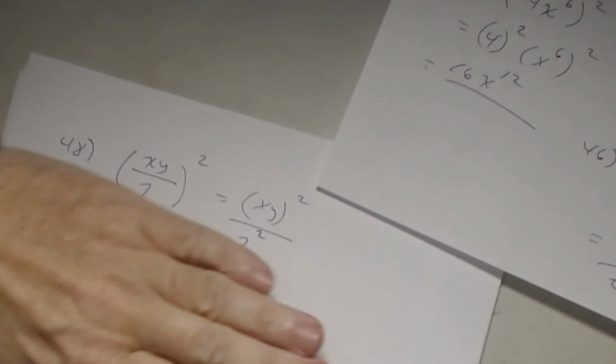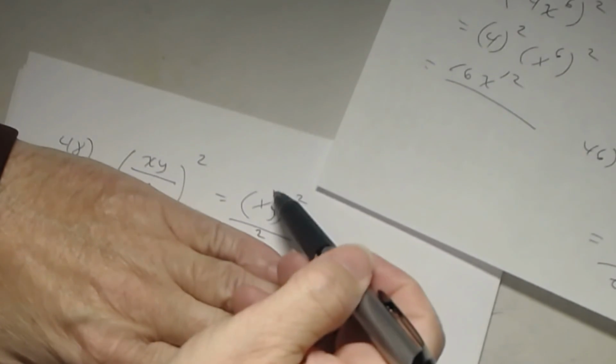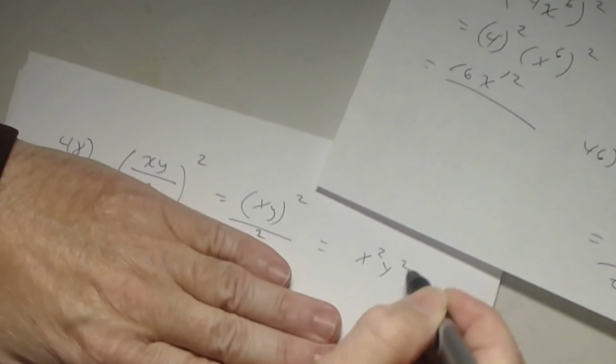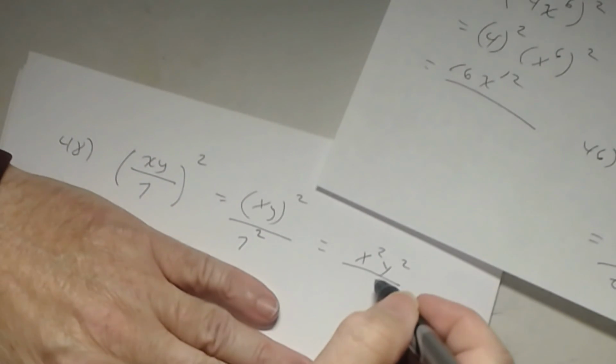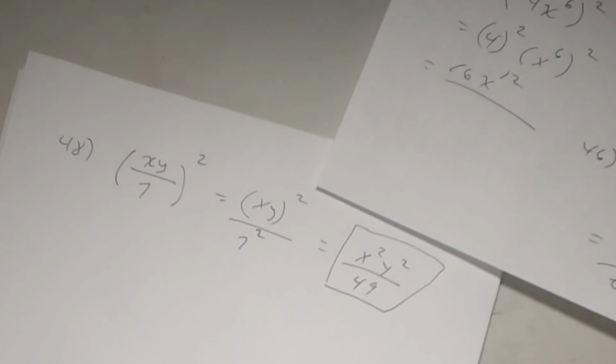But notice the numerator, based on what we talked about a while ago, the power of a product, that's just x squared, y squared. The denominator was 7 squared. There's your answer. That's going to be x squared, y squared divided by 49. So if you have to write in that middle step, you write in the middle step.